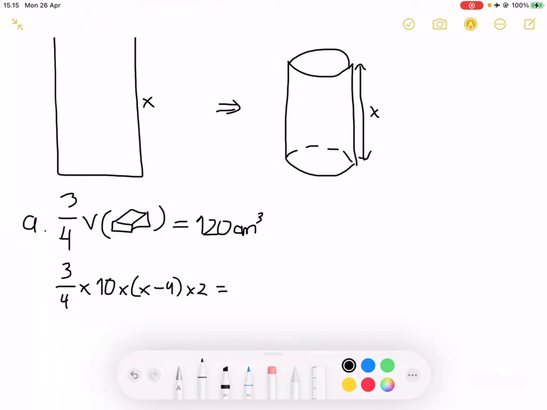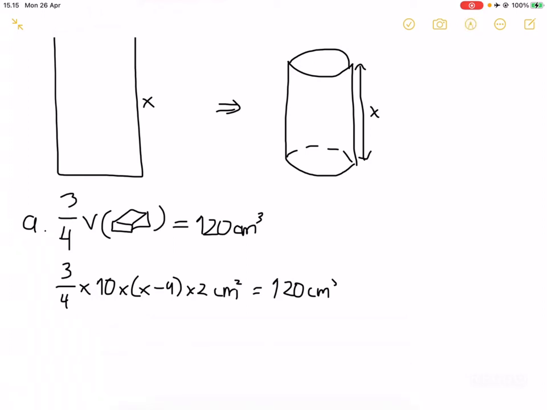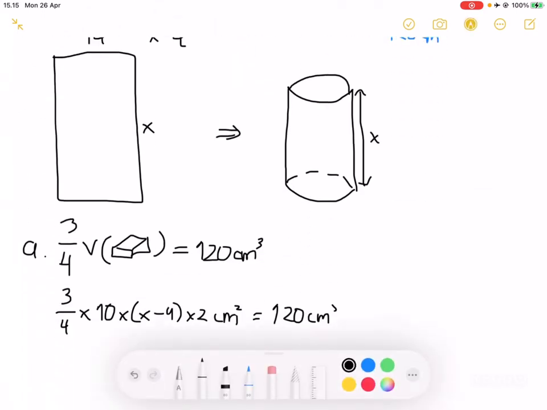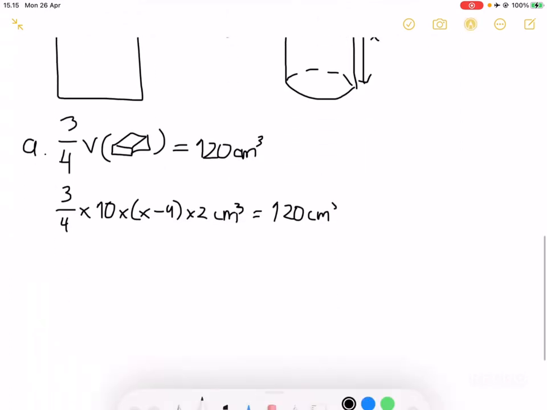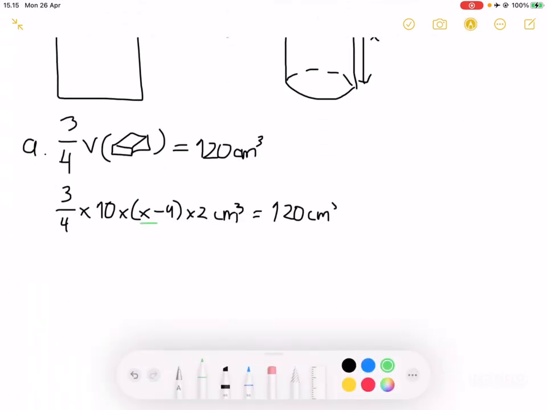is equal to 120 centimeters cubed. Or perhaps I'll just write the units for the left hand side. There we go. Alright, let me just change that into a cube. And solving this equation in terms of x will give us x being equal to 12. So it turns out that the value of x in the first part will be 12.